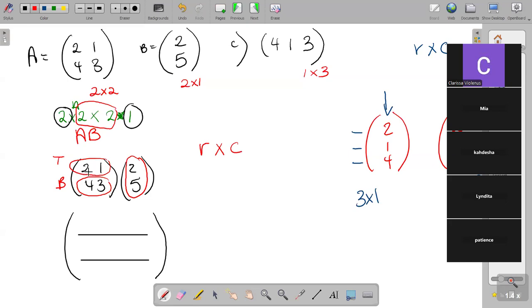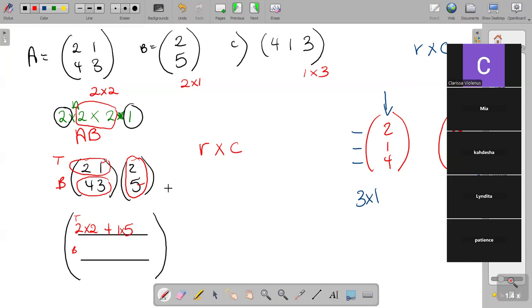So let's multiply this. We're going to get an answer for the top and an answer for the bottom. You multiply the first thing in the row and the first thing in the column, which is 2 by 2. And then you add it to the product of the second 2, which would be 1 times 5.